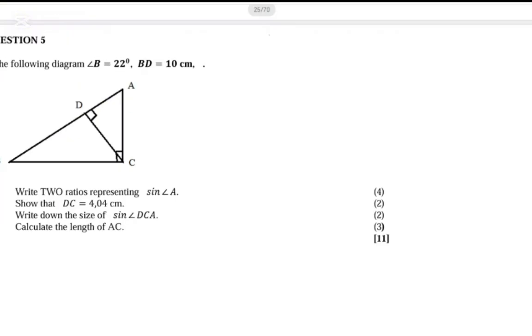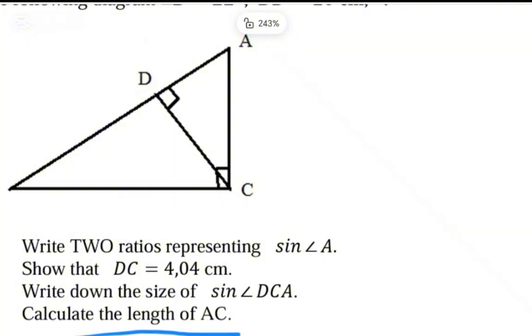So here they say we must calculate the length of AC. There are a lot of ways that we can find it. Remember, guys, let me just write down what we're given. We're given that we calculated this is the same as 4.04, and then we also know that this is equal to 22 degrees. And then we can find it using a trig ratio, if we make use of this triangle that is there.